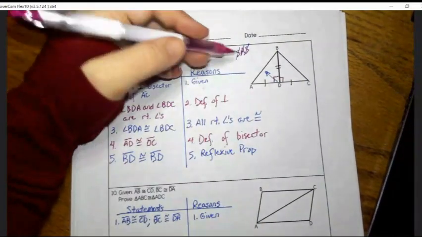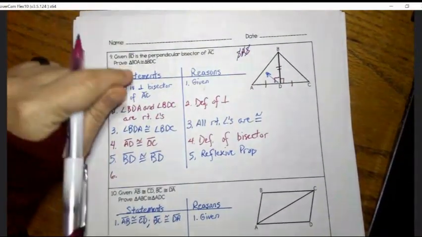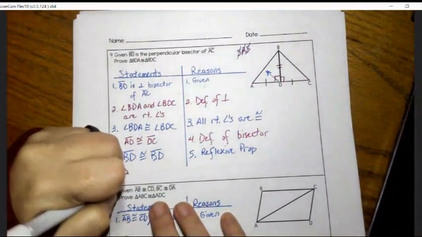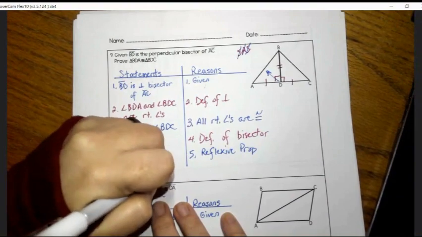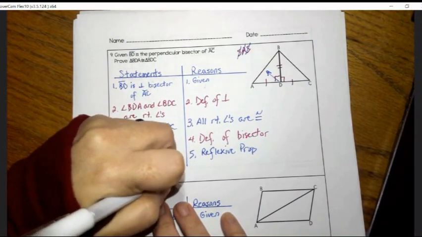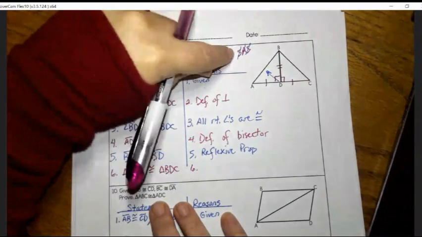Everything's marked off in my to-do list up here, so we can use the prove statement to say the two triangles are congruent by SAS.